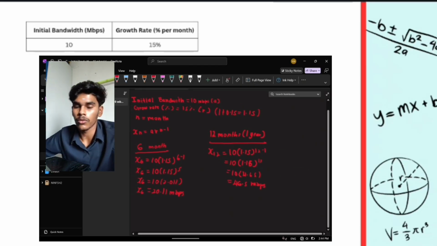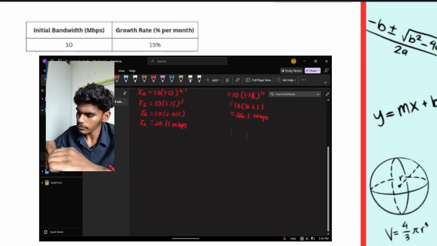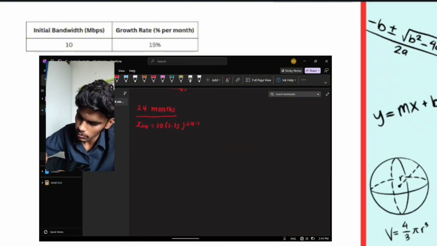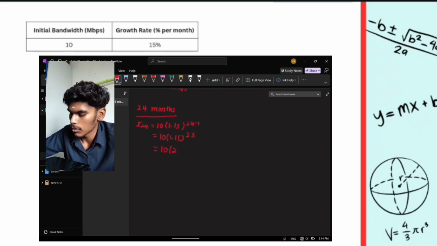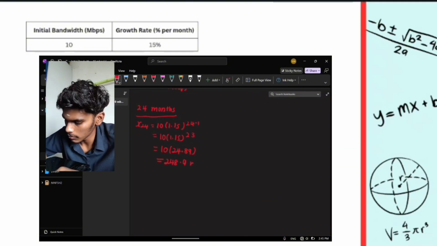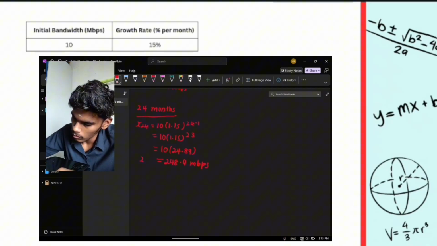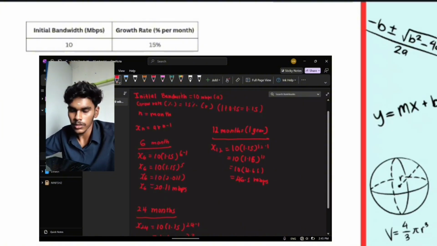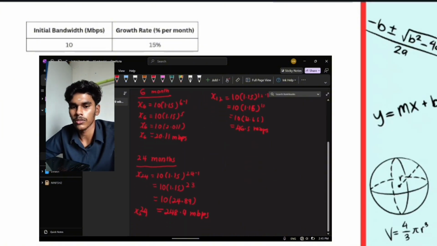Lastly, we're going to do 24 months, which is 2 years. X24 equals 10 times 1.15 to the power of 24 minus 1, which is 10 times 1.15 to the 23rd power. So 10 multiplied with 24.89, the answer is 248.9 Mbps for 2 years. So by using this formula, we have the answers for the first 6 months, 12 months and also 24 months. So that's all from me. Thank you.